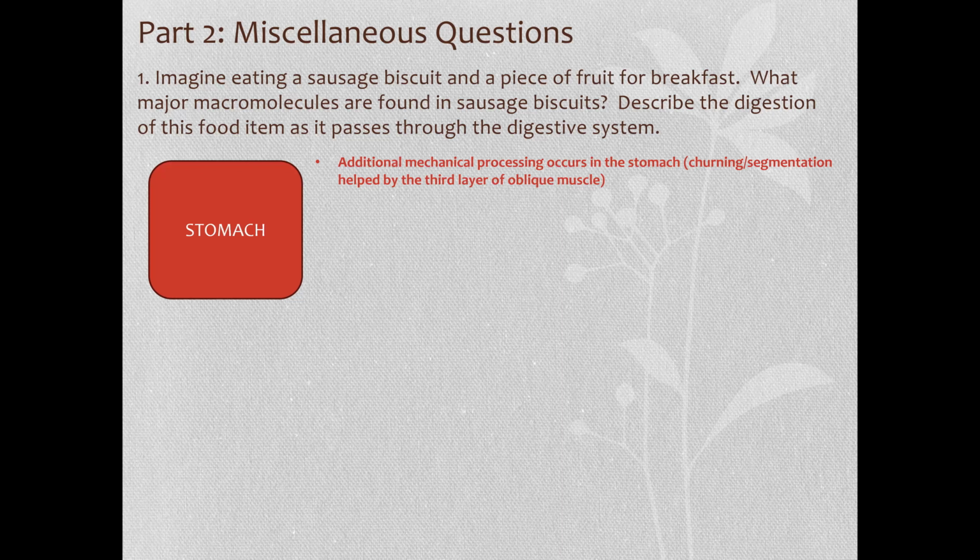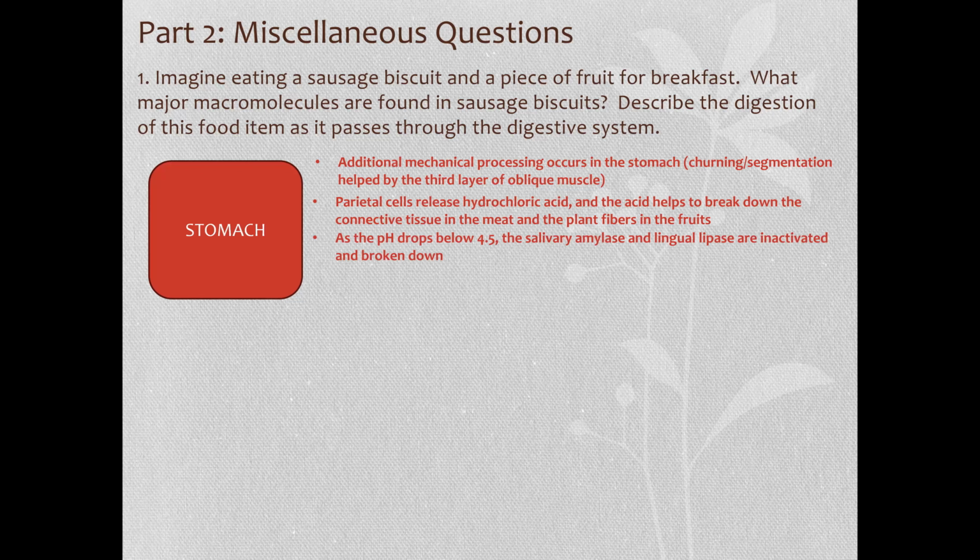So there would be churning, segmentation, which is helped along by the third layer of oblique muscle in the stomach wall. You would also have your parietal cells releasing hydrochloric acid, and the acid would help to break down the connective tissues in the meat and the plant fibers in the fruits. As the pH drops below 4.5 because of the production of the acid, at this point the salivary amylase and the lingual lipase from the oral cavity are inactivated and broken down themselves.